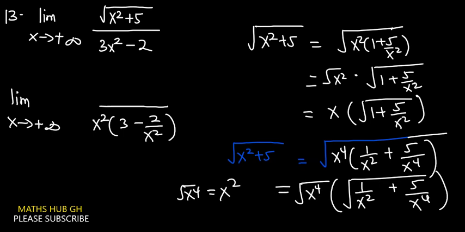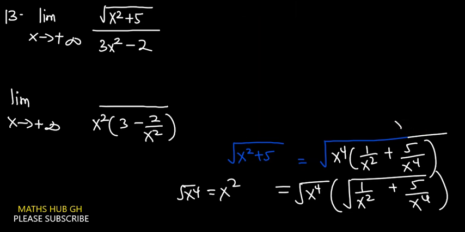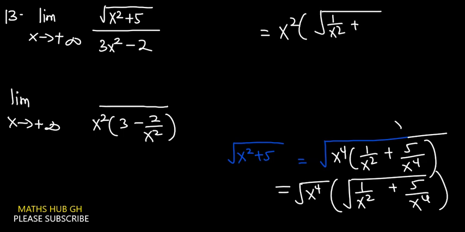At the end, let me free up some space so that we can write down our answer. So now our answer will be equal to x squared, bracket open, the square root of 1 over x squared plus 5 over x to the power of 4. That will be the factorized form. So you see that now we have x squared here, which is different from the previous factorization that we did, where we just had x. So this is how you have to do the factorization.